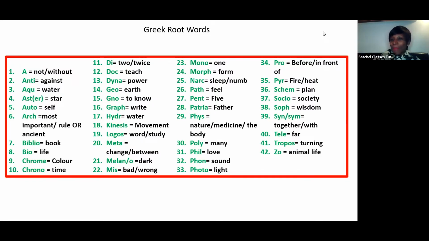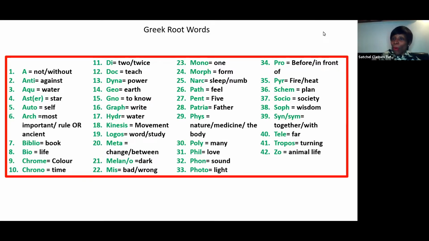Narc is about sleeping or numb. Path is feeling, so pathos, when you feel something for someone else. Pent is about the number 5. Patria is father, so you have that kind of idea of the fatherland. Patriotic, but also patriarchy. Phys is to do with nature or medicine or the body.